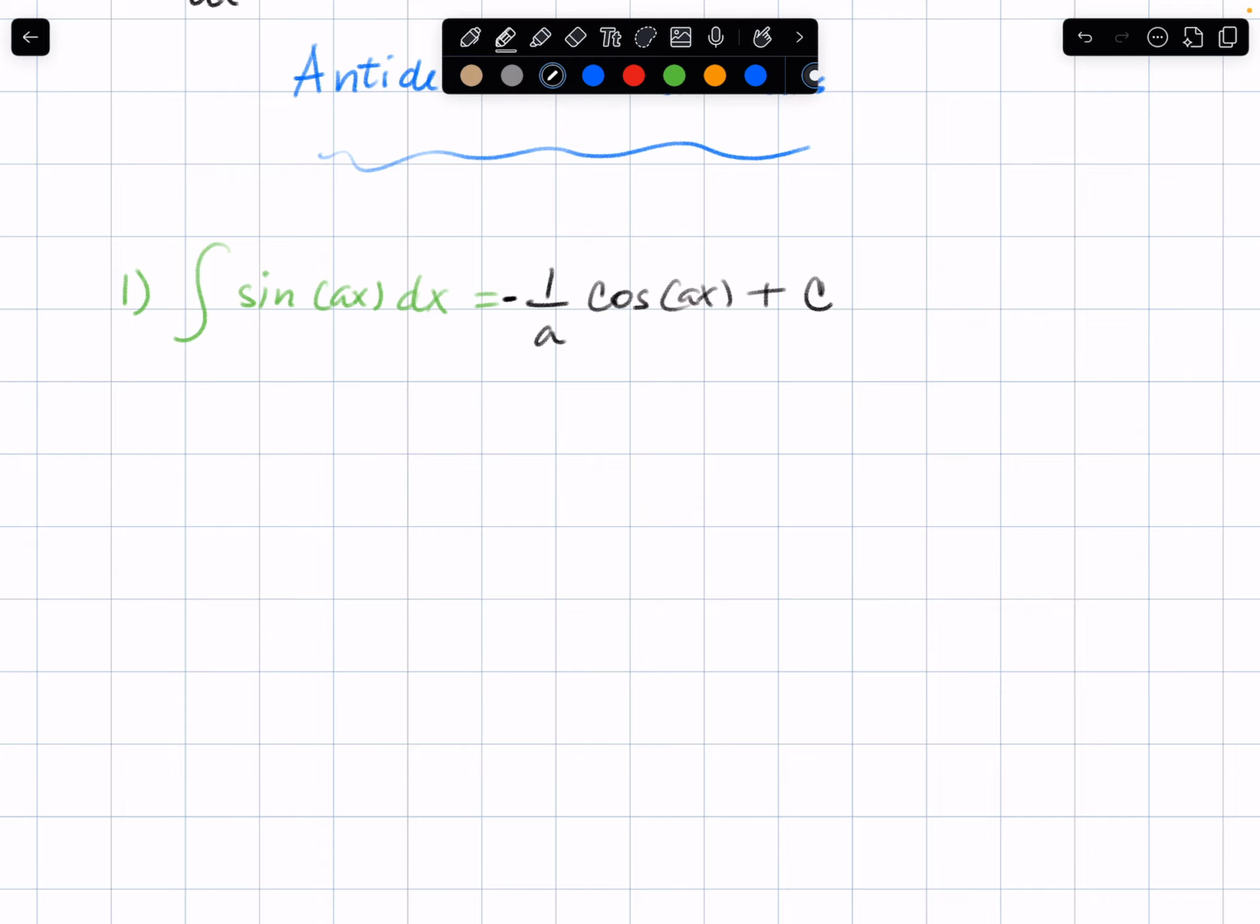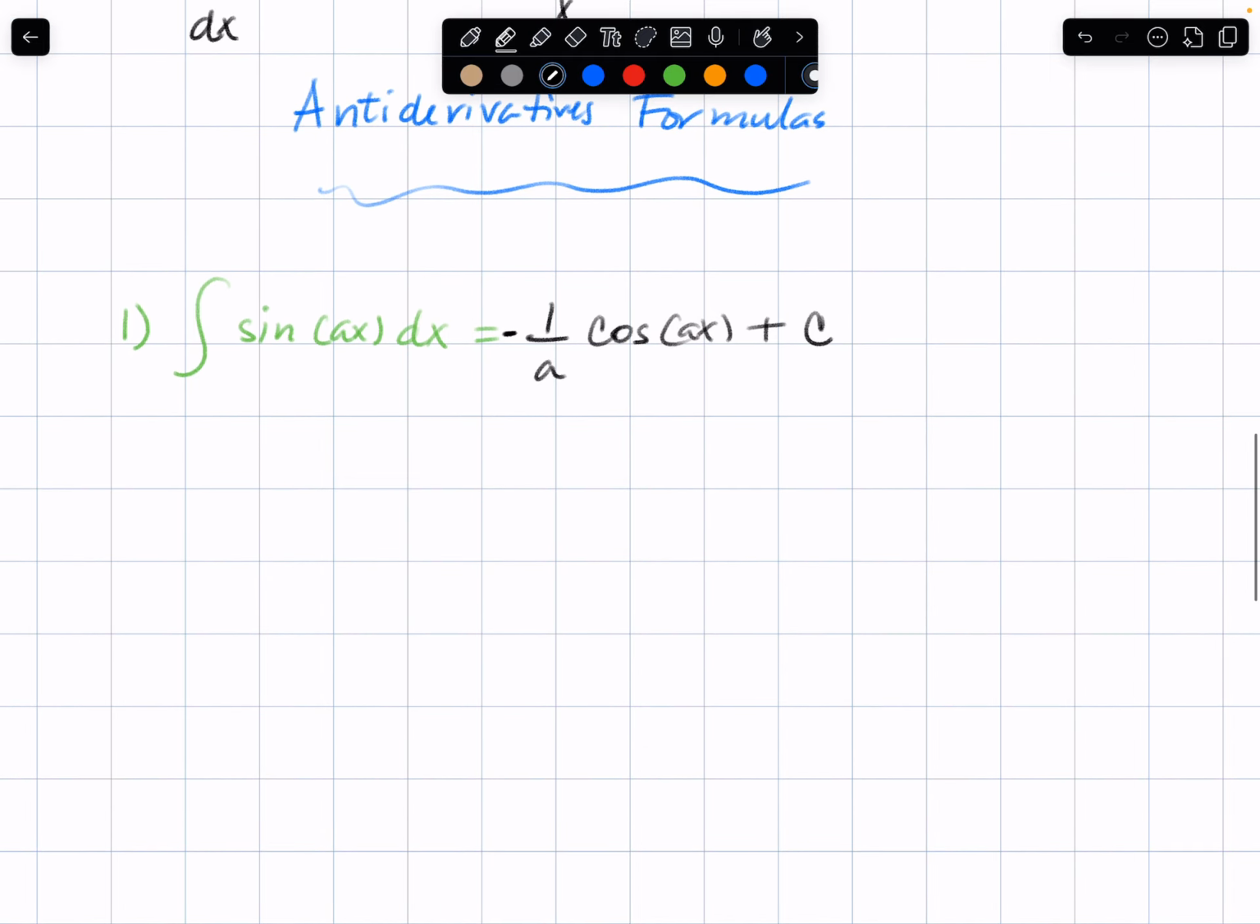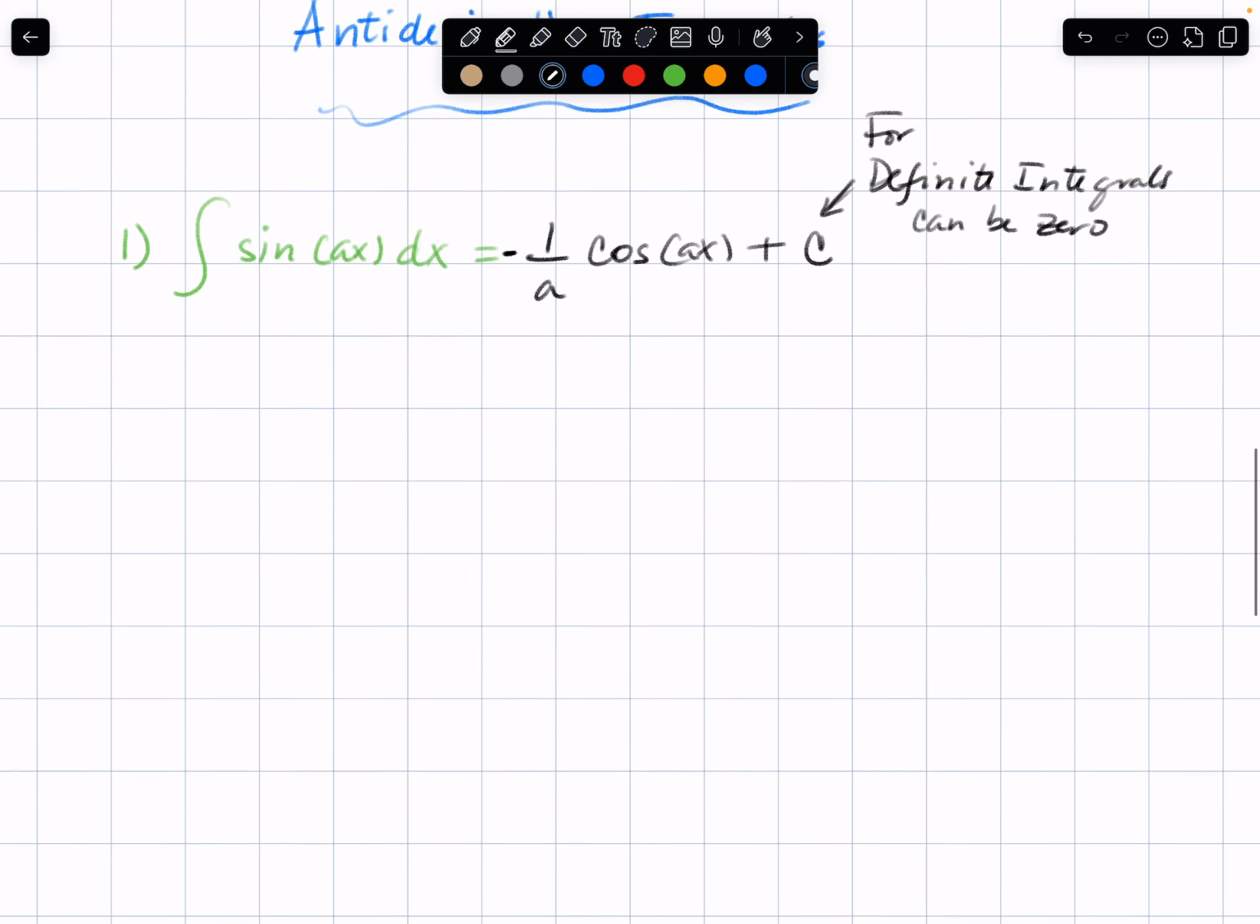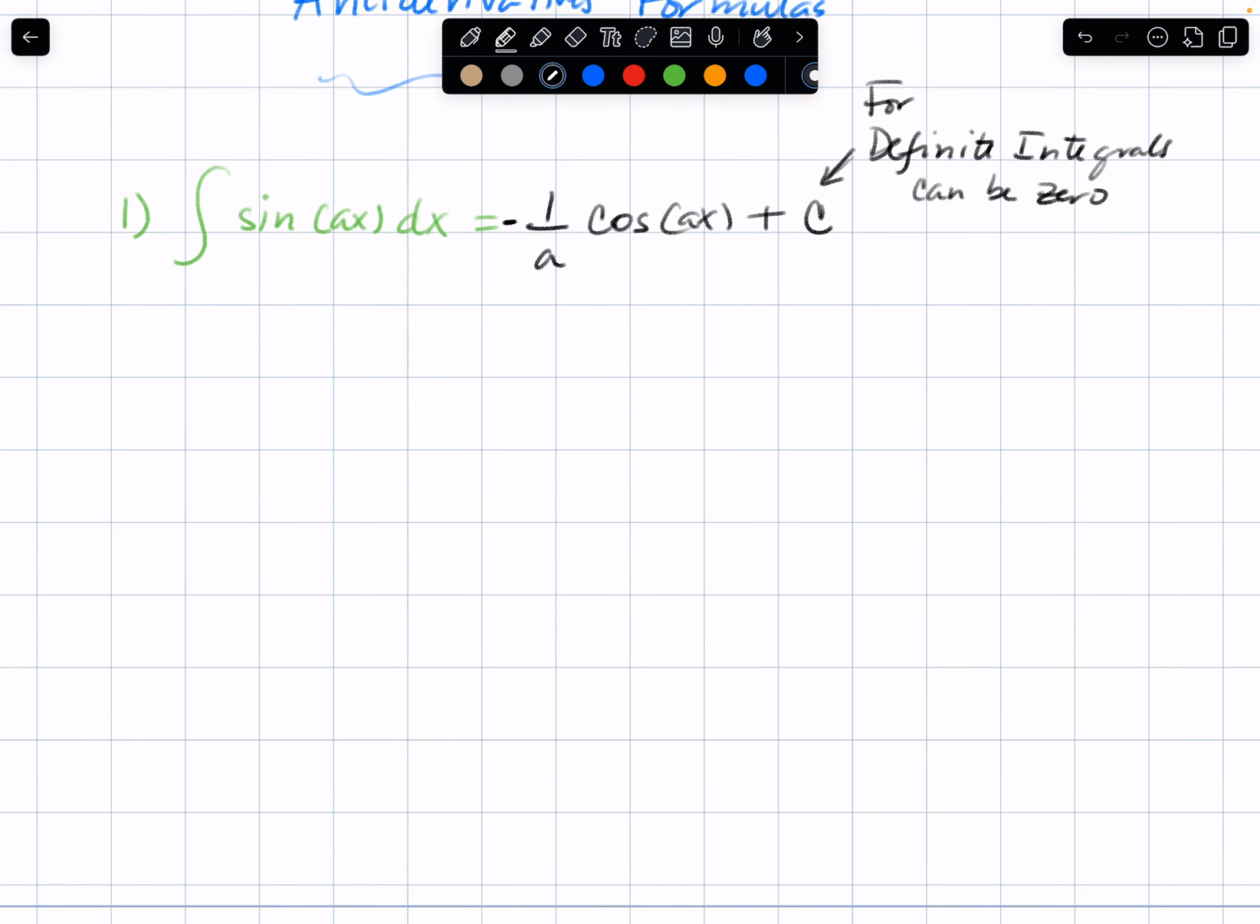With this constant, when you have definite integrals, this constant you can just say it's 0. But these are not definite, so they are indefinite integrals, so you have to write it there. You have to put it there.